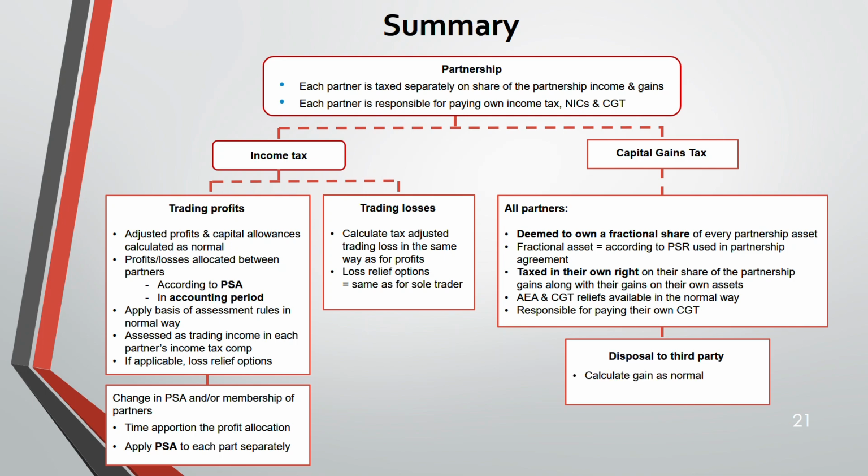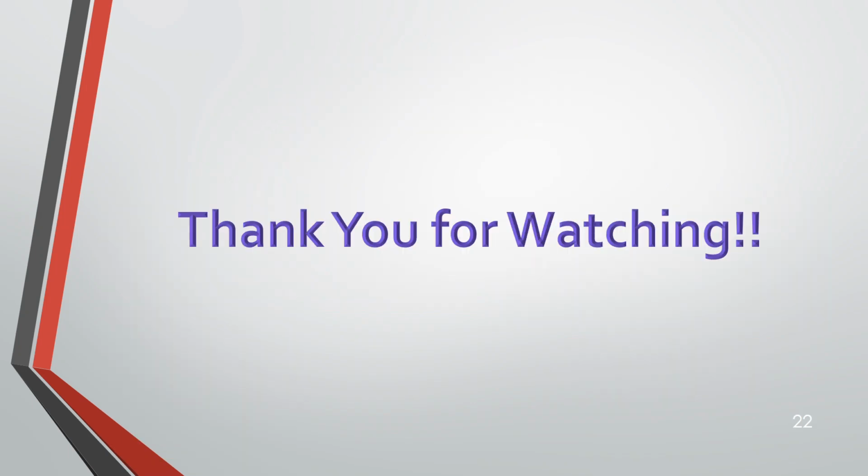Disposal to a third party. Calculate normal gain and allocate the gain between the partners. So that's it for this lecture. Thank you for watching, and I shall see you in the next lecture. The next lecture will be on property and investment income. So with this, we have finished the sole trader income and the partnership. That is also another form of non-savings income.